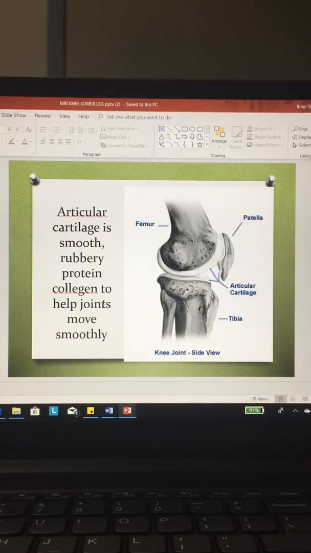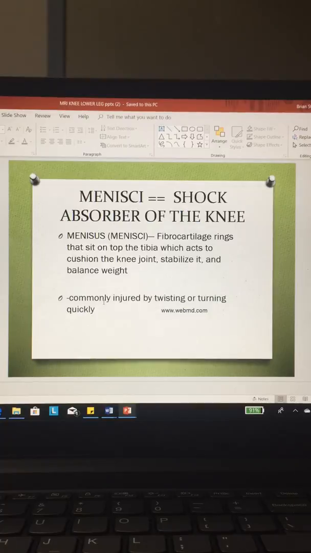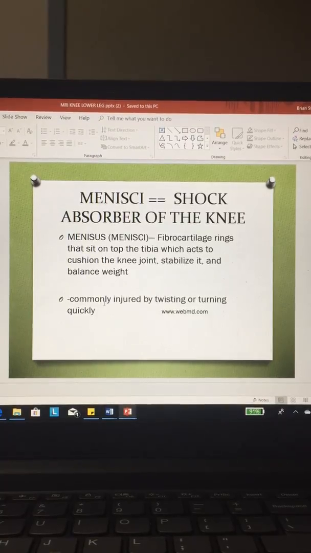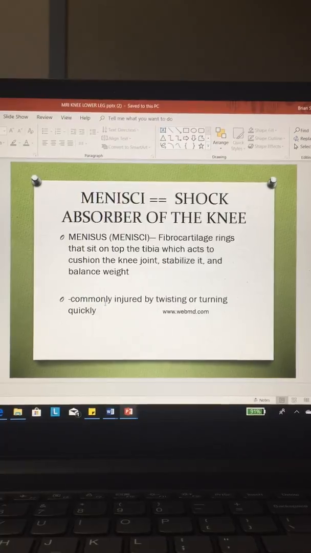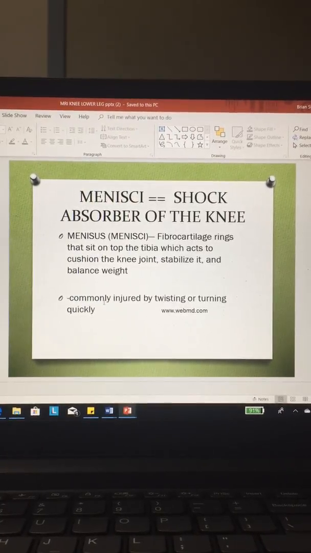A new term we're going to talk about now is the menisci or meniscus, okay? Menisci is plural for meniscus, and that is basically the shock absorber of the knee. I think of a meniscus the same as an intervertebral disc, right? It's a cushion. We don't want to be walking or running or jumping on our knees without a cushion between bone and bone, right?